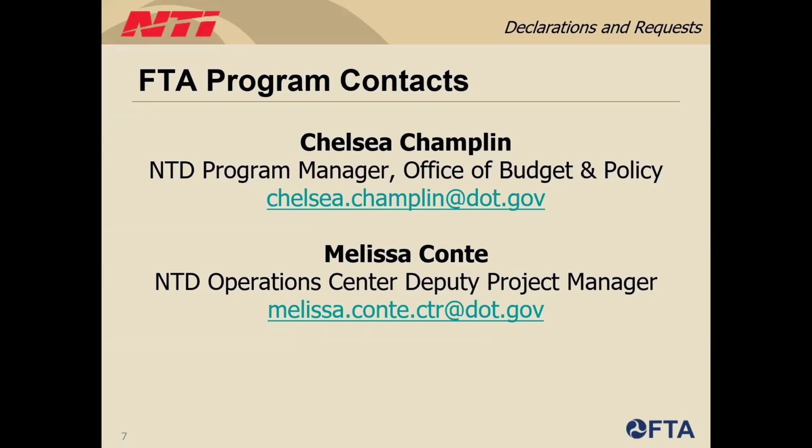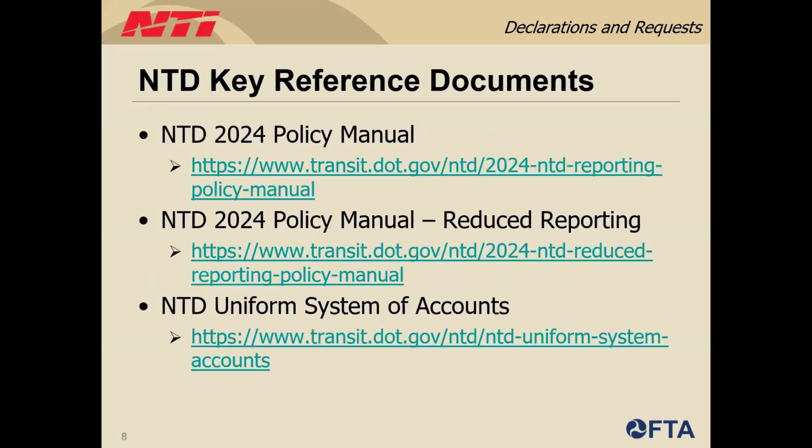On this slide, we have the NTD reporting policy manuals for full and reduced reporters. These manuals are very helpful for answering NTD-related questions. The Uniform System of Accounts provides information on reporting financials according to the NTD requirements. All of these resources can be found on the FTA website and at the links listed here on this slide.